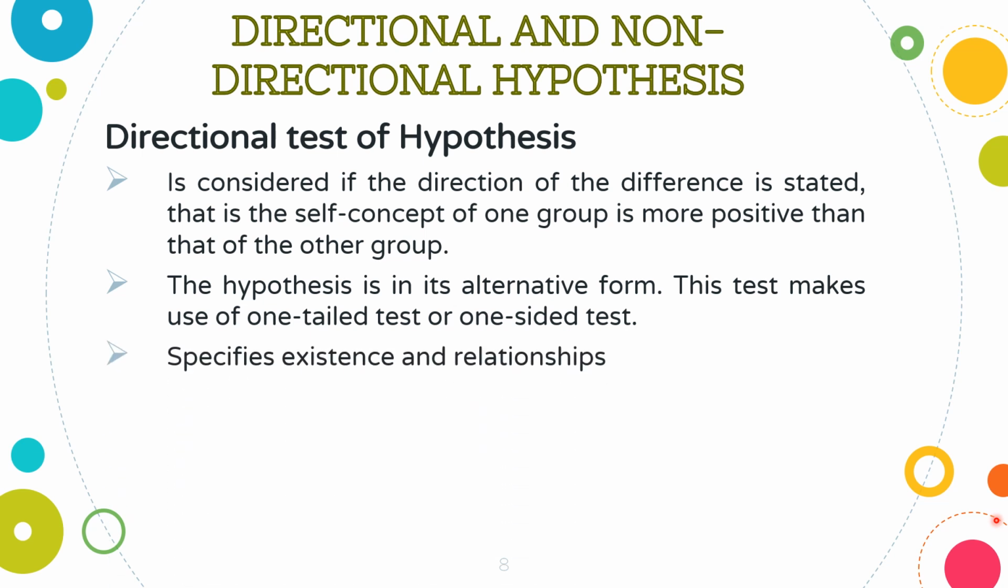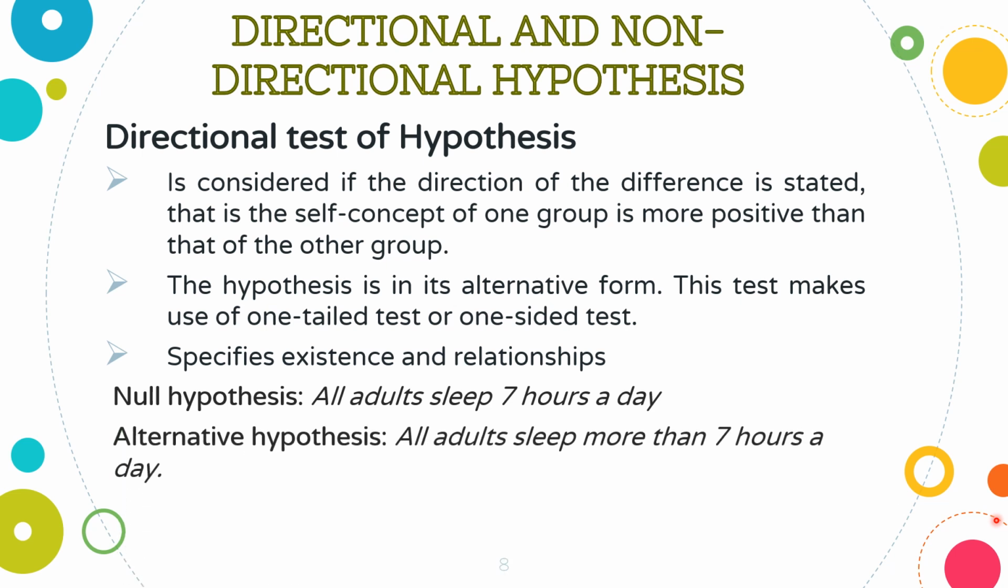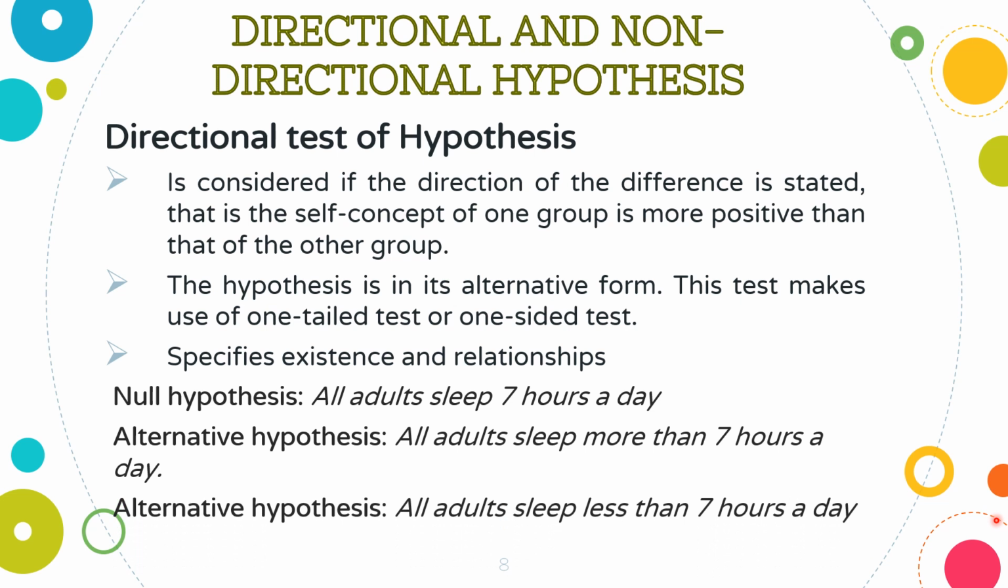So, it specifies existence and relationships. For example, we have the null hypothesis, all adults sleep 7 hours a day. The alternative hypothesis, which is a directional test of hypothesis, can be all adults sleep more than 7 hours a day or all adults sleep less than 7 hours a day. Okay? That is a directional test or the one-sided, one-tailed test.